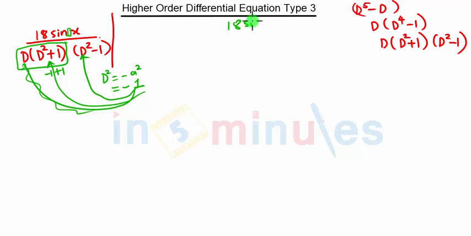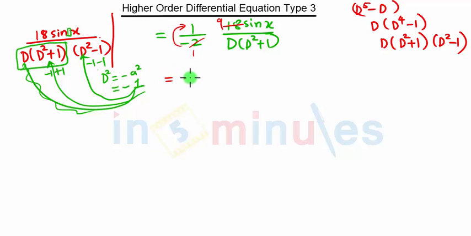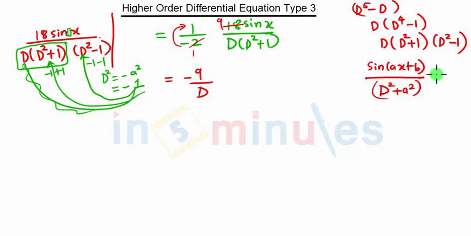We will get 18 sin x upon D into D square plus 1, and this will become 1 upon minus 1 and minus 1 will be minus 2. Now we are going to cancel this. 2 1s are 2 and 2 9s are 18, and this minus sign will go in the numerator. It will become minus 9 upon D, and we know that sin of ax plus b upon D square plus a square, because this part is creating problem.